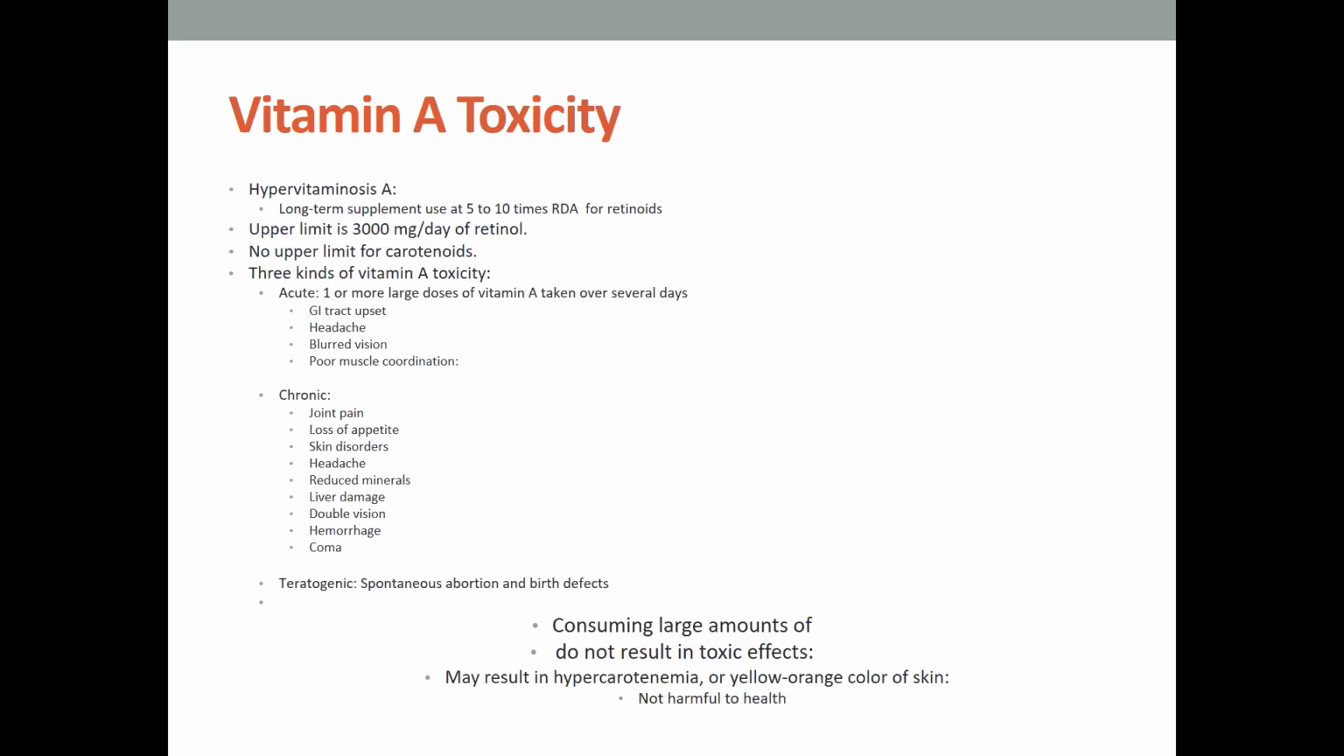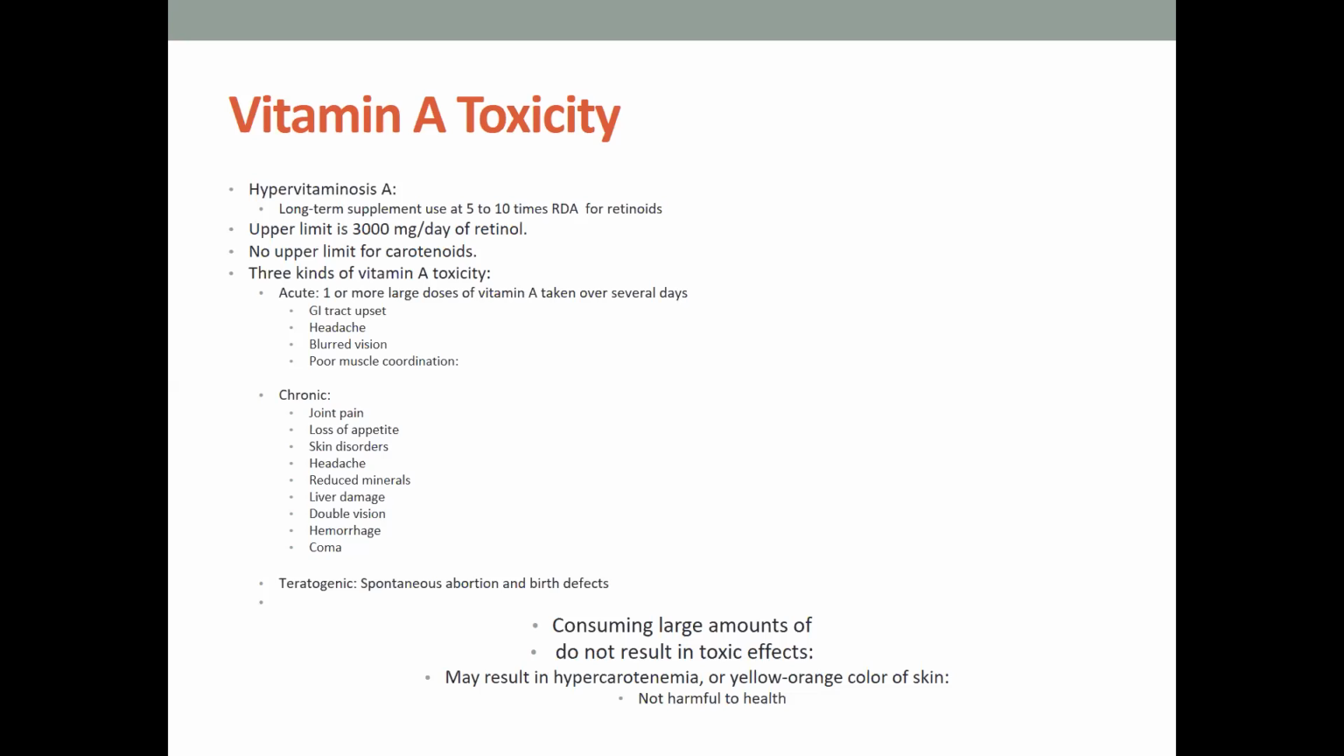Chronic is long term. And with chronic, this is usually the more dangerous. Joint pain, loss of appetite, skin disorders, headache, reduced minerals because it interferes with absorption, liver damage, double vision, hemorrhage, so excessive bleeding, and coma. Vitamin A is teratogenic, meaning that it can cause spontaneous abortion and birth defects if a pregnant woman has too much. So consuming large amounts of carotenoids, again, does not result in the toxic effects.